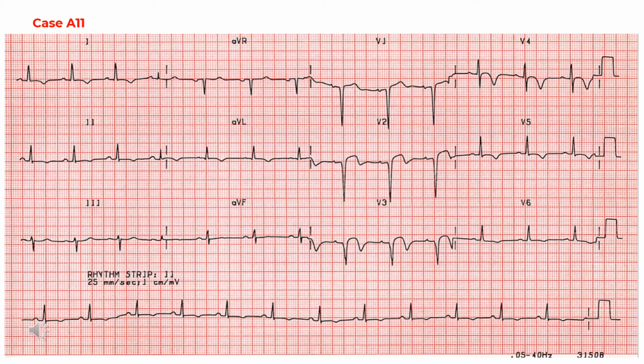Case 11. There are pathological Q waves in leads V2 and V3. There is loss of R wave in the precordial leads. No R wave appears until V4 and this is smaller than the R wave in V5. It would normally be expected to be larger.